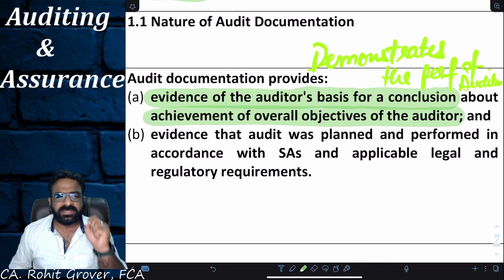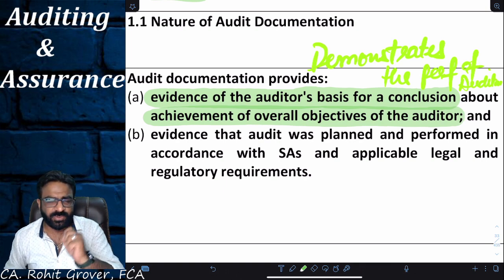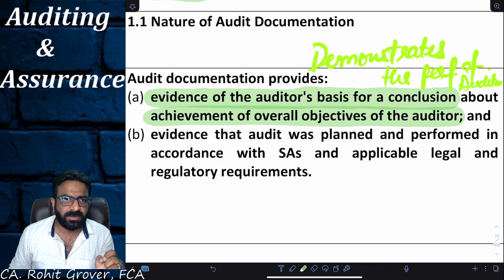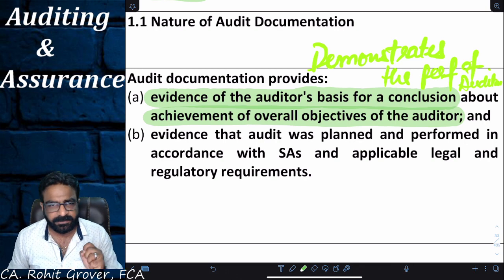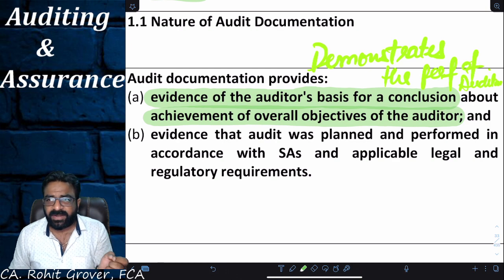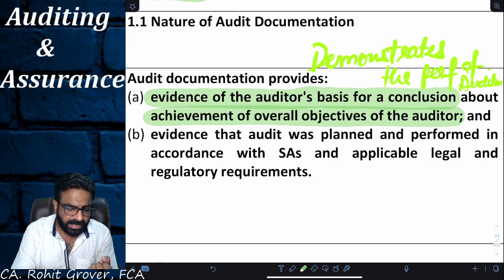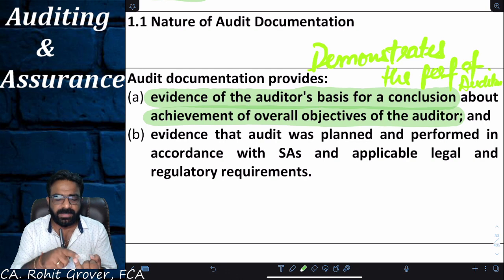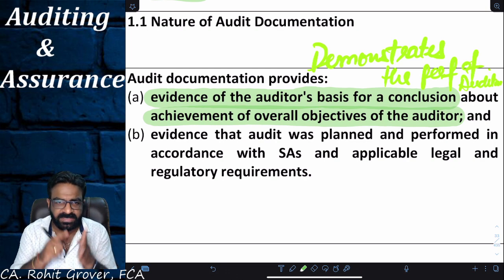Tell me, everyone, what is the major objective of doing the audit? Is it to give a guarantee on financial statements or to express an opinion, everyone? Based on the evidence. Yes, based on the evidence, we express the opinion. It can be a clean opinion, a qualified opinion, an adverse opinion, or a disclaimer.